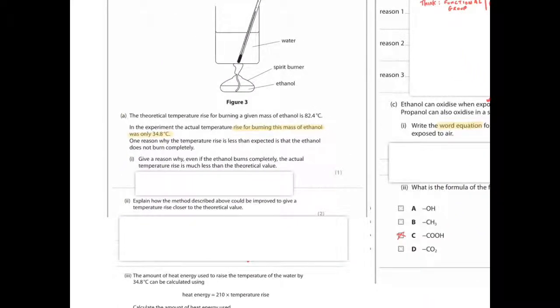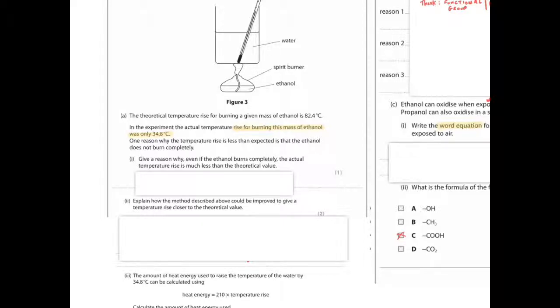So the theoretical temperature rise for burning a given mass of ethanol is 82.4 degrees Celsius. So that's what we should expect. In the experiment, the actual temperature rise for burning this mass of ethanol was only 34.8, so that's a lot lower. One reason why the temperature rise is less than expected is that the ethanol does not burn completely, so not all of it is actually burnt.